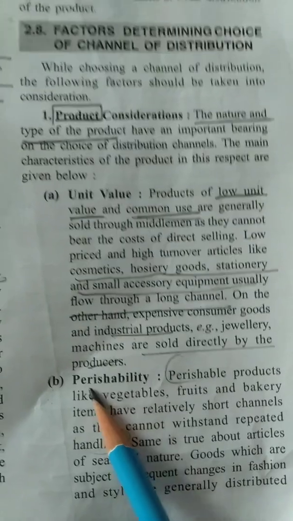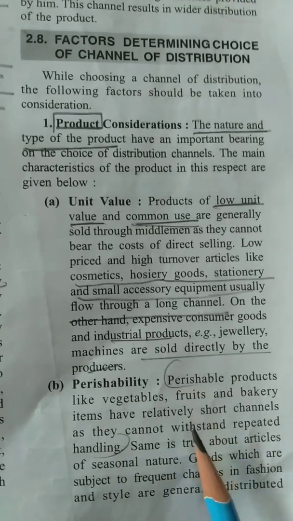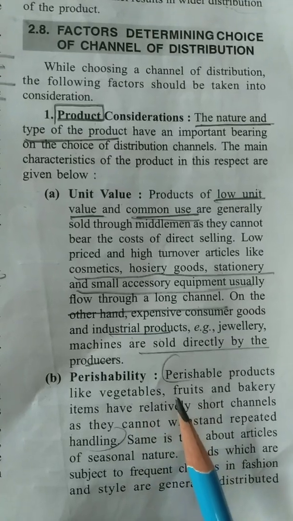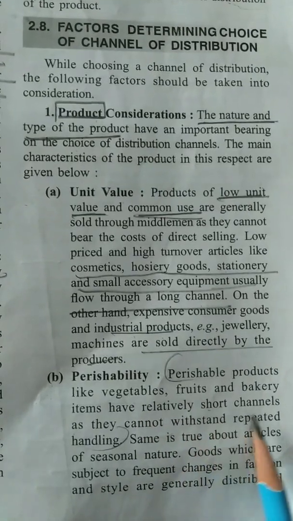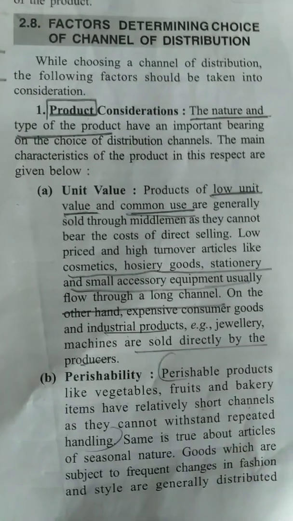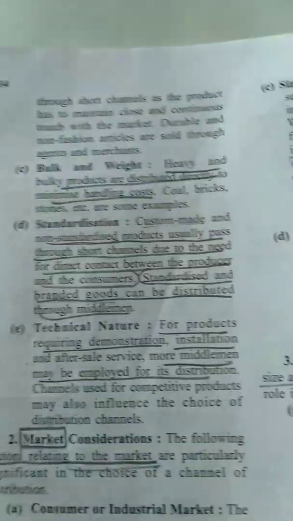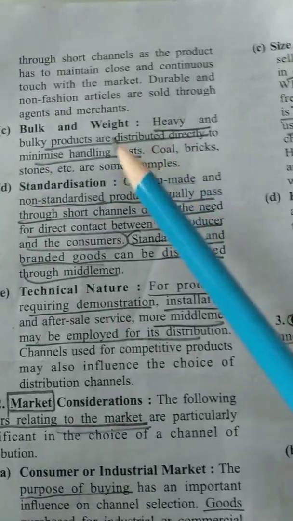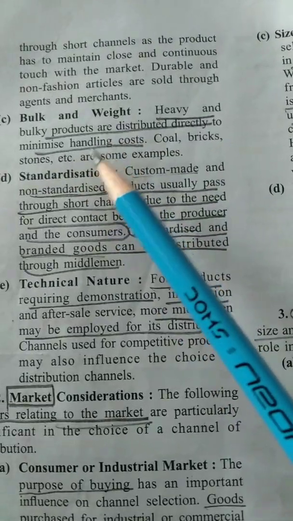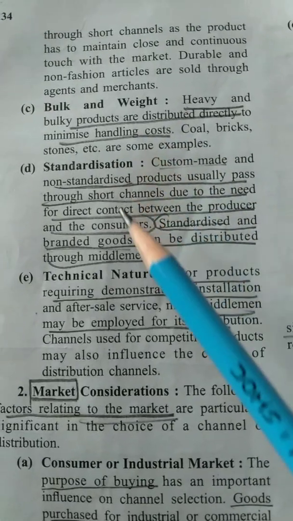Second is perishability. Perishability means how long a product can survive. So perishable products like vegetables, fruits, bakery items, which generally cannot be stored for a long time, they flow through short channels, means directly from the producer to the consumer rather than following the big chain of wholesalers and retailers. The next factor related to product is bulk and weight. Heavy products like industrial products are generally sold directly from the producer to the consumer. If they are not bulky and do not have enough weight, then a long chain can be opted for.